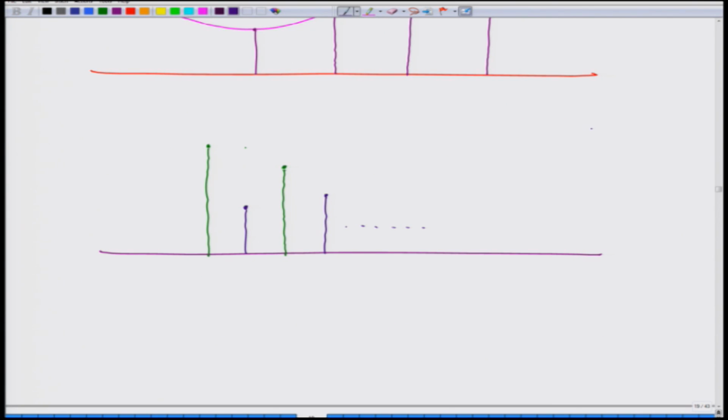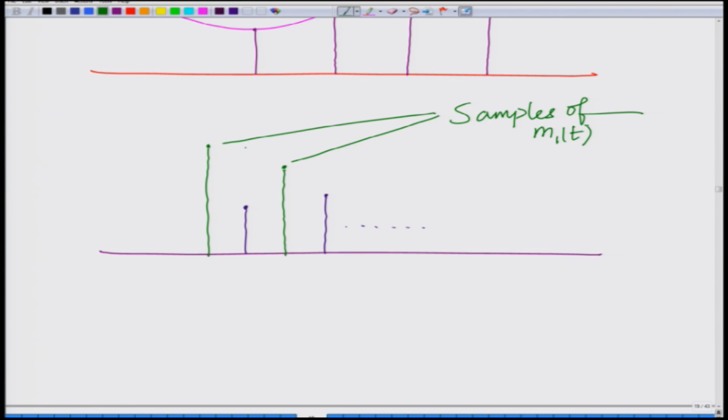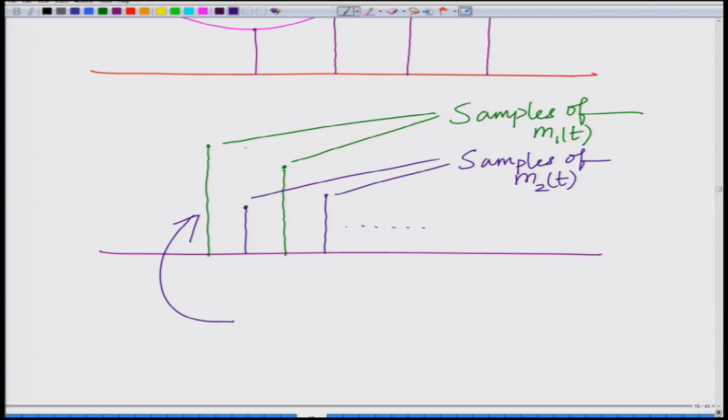So, we have a time division multiplex operation. These are samples of M1T, these are the samples of M2T, and this is your multiplexed composite signal.